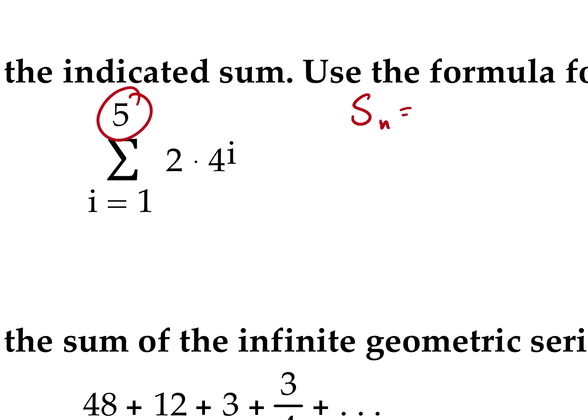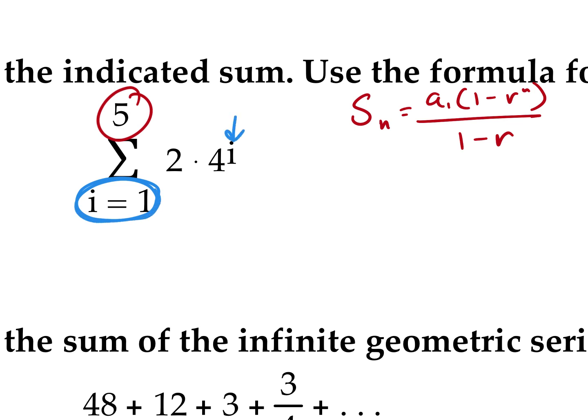So it's S sub n is equal to a sub 1 times 1 minus r to the nth power over 1 minus r. To find our first term, it doesn't matter what this number is, you always plug that into your variable. If this said i is equal to 4, that means we start with 4, so we would plug 4 in. That would be our first term. You always start by plugging this number in.